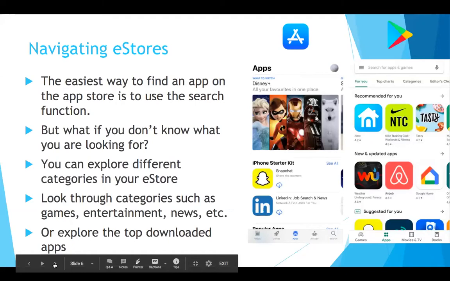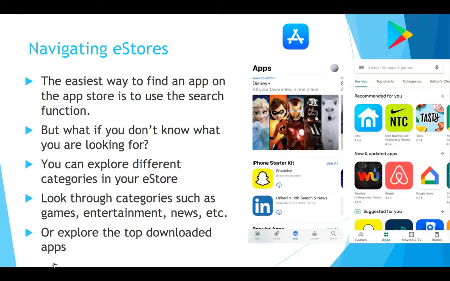Navigating e-stores is also very simple. So the easiest way to find an app on the App Store, if you have a specific app in mind, is to use the search function, and it looks somewhat like a magnifying glass. But also, if you don't know any specific app that you're looking for, you can always explore various categories in your e-store. So these categories can be like games, entertainment, news, and all sorts of different categories. And you can also explore the top downloaded apps. Like sometimes they have top charts. So this tells you what apps a lot of people in your country like to download. So that's a very easy way to find different apps that could be useful to you.